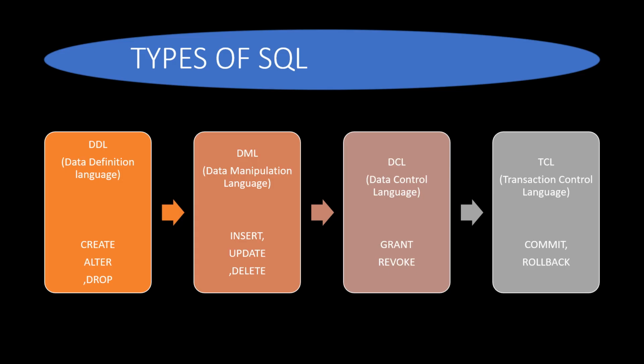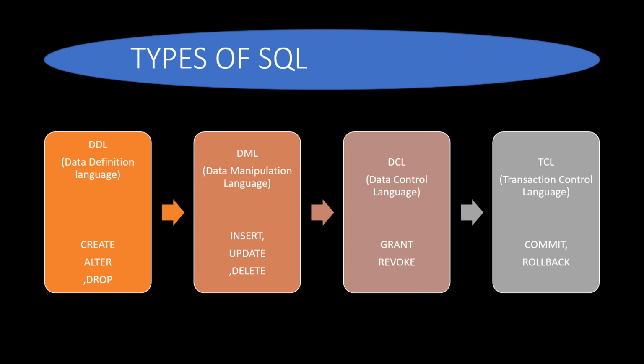Next, we'll discuss types of SQL. There are four types of SQL which are used in DB2. First one is the DDL. DDL is Data Definition Language. In Data Definition Language, we use the commands create, alter, and drop.